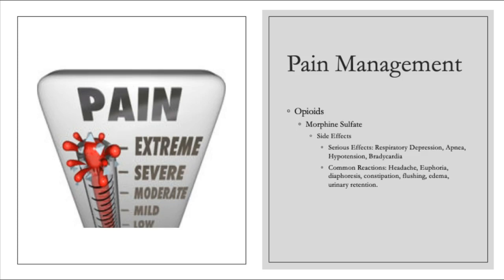Constipation is a huge one with morphine. So, and actually with all the opioids. So any opioid I prescribe, I always prescribe at least a stool softener, if not something like a Miralax that would be a little bit more potent than just a Colace. People will develop facial flushing. Sometimes they can develop edema and urinary retention too. So just things to keep in mind.